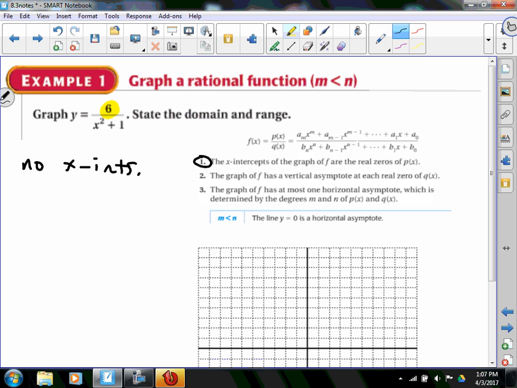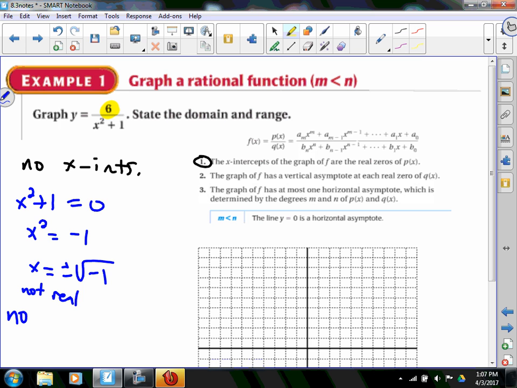The next thing says we need to take the denominator, in this case x squared plus 1. Let's set that equal to 0 and solve. So we're going to get x squared equals negative 1. So we'll get x equals plus or minus the square root of negative 1. Is that real? No. That's not real. Well, that tells us where the graph's vertical asymptotes are. Well, there aren't any. So what this means is the graph's going to have no vertical asymptotes. There are no vertical asymptotes and no x-intercepts.